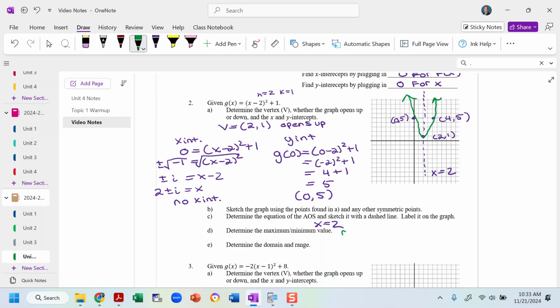There is a minimum value of 1, that's the y-coordinate of the vertex, at x equals 2. The domain, remember it's all real numbers. And the range, well, since that's a minimum value, the smallest it can be is 1, and it's going to be everything bigger than 1.